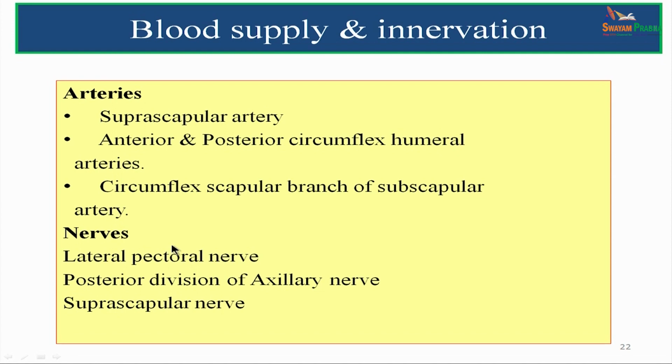Blood supply and innervation. The arteries supplying the shoulder joint are suprascapular artery, anterior and posterior circumflex humeral arteries, circumflex scapular branch of subscapular artery. The nerves are lateral pectoral nerve, posterior division of axillary nerve and suprascapular nerve.